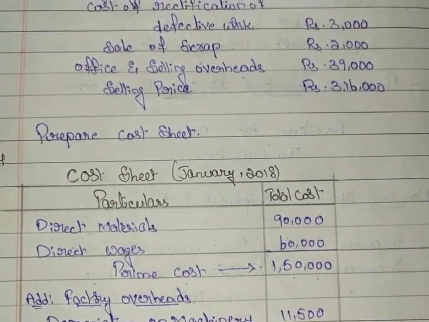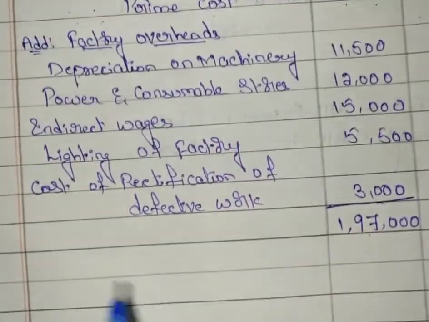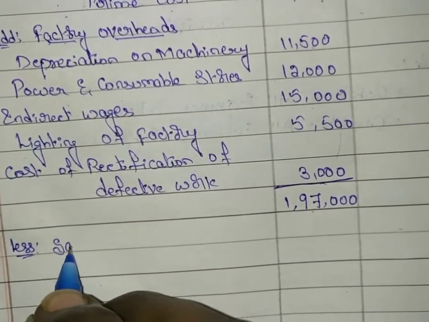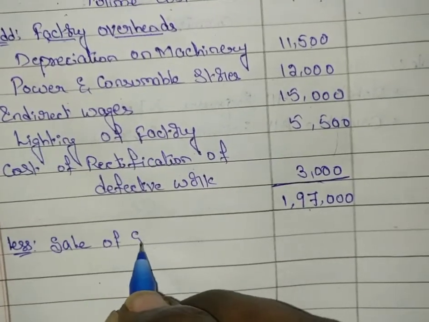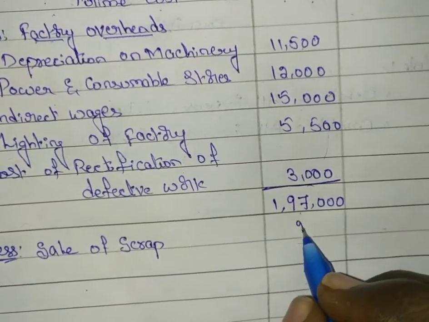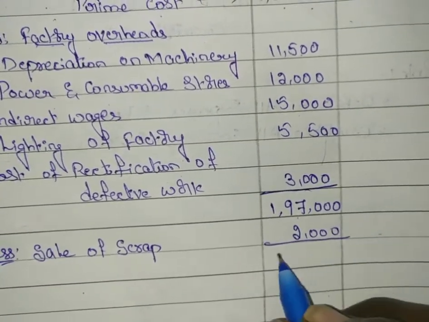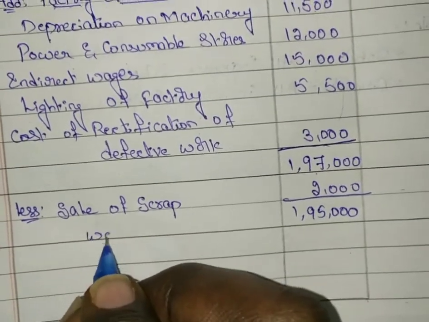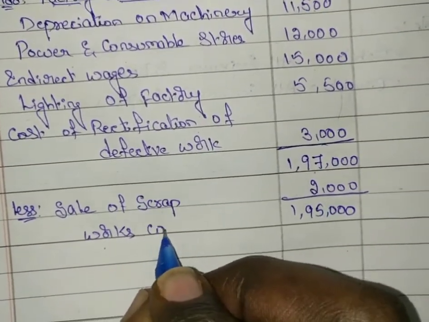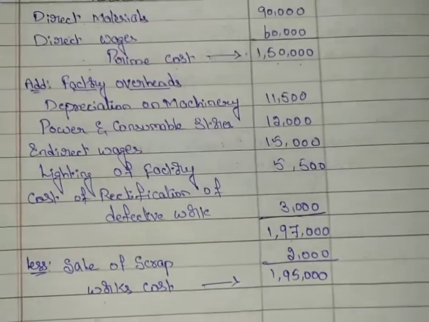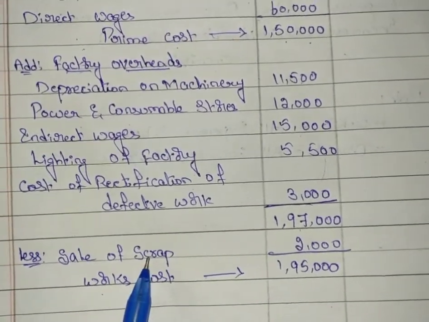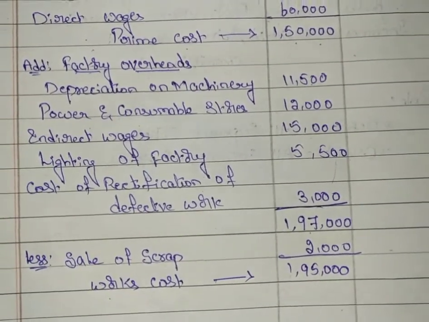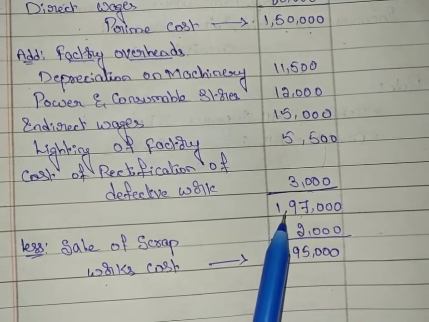So in this problem they have given sale of scrap, so that amount should be deducted from this amount, that is less sale of scrap, 2,000 rupees. So total 1,95,000. So this is called as the works cost. In case if you are having sale of scrap, then that should be deducted from this amount. So if you are not having any sale of scrap, then directly this amount will be considered as the works cost.